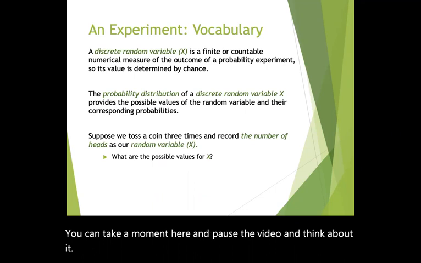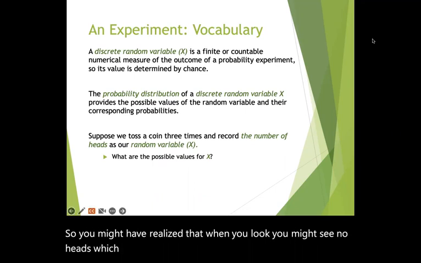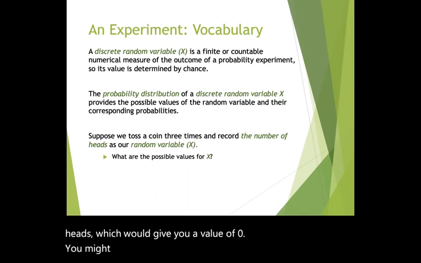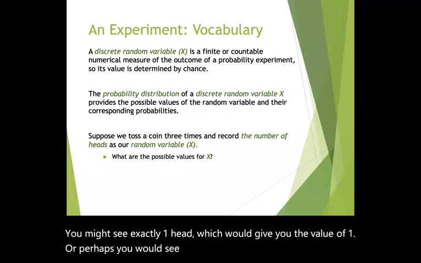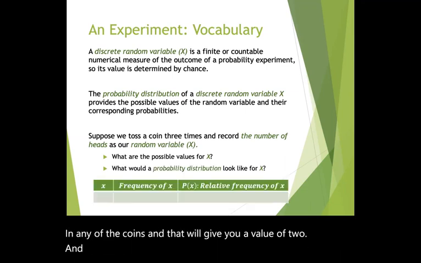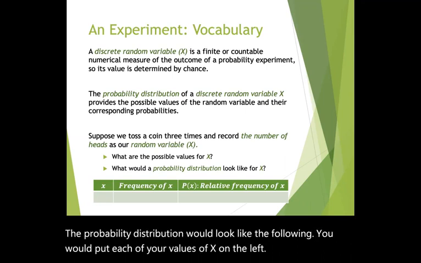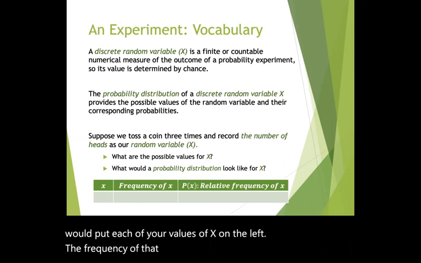So you might have realized that when you look, you might see no heads, which would give you a value of 0. You might see exactly 1 head, which would give you the value of 1. Or perhaps you would see 2 heads in any of the coins, and that will give you a value of 2. And if all of them come up heads, then your value for the number of heads will be 3. Now, the probability distribution would look like the following. You would put each of your values of x on the left, the frequency of that random variable, and then the relative frequency, which is the probability of that random variable.